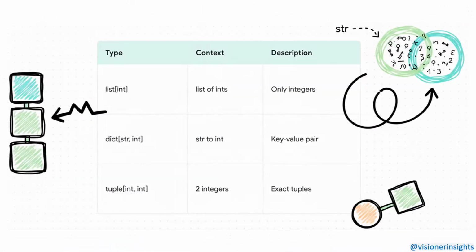This makes organizing your data incredibly straightforward. Want a list of integers? Just write list of int. Need to map string keys to integer values? That's just dict, mapping str to int. Or maybe you need a strict tuple of exactly 2 integers. Specifying these native built-ins makes your data structures instantly understandable to absolutely anyone who reads your code.